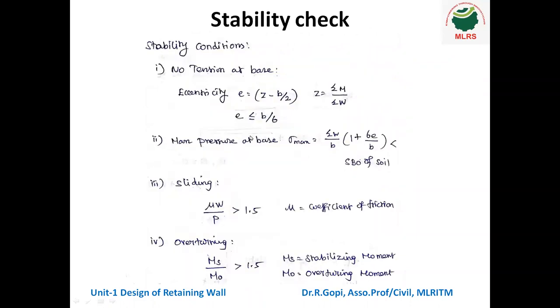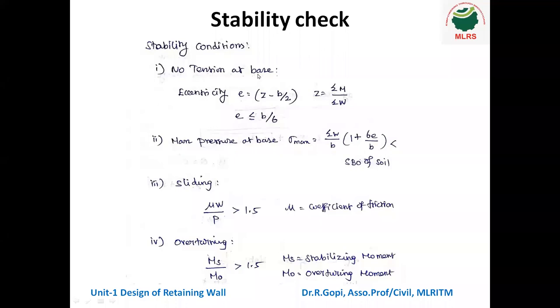Next, coming to stability check. As we already know, there are four important stability checks. First one is no tension at the base. Tension should not occur, and also the eccentricity should be within the B by 6 range. Next, bearing capacity, sliding and overturning. So let us see one by one in depth.